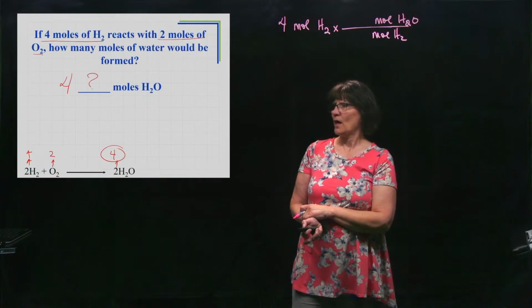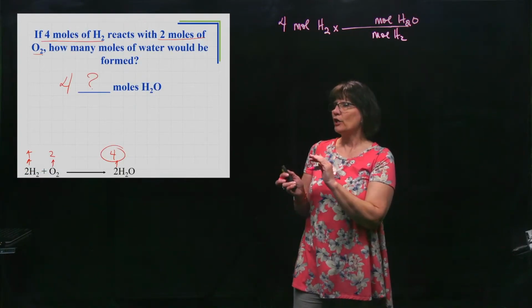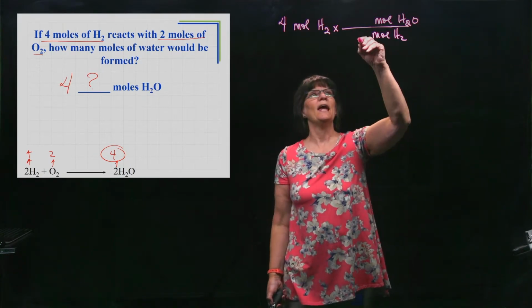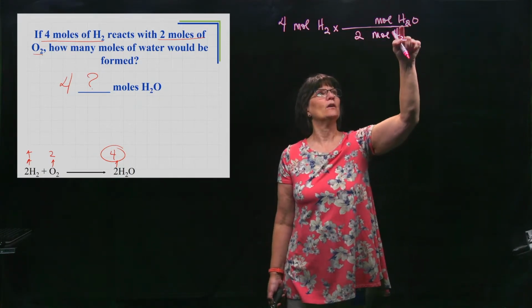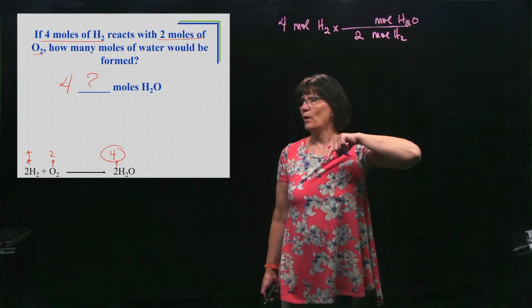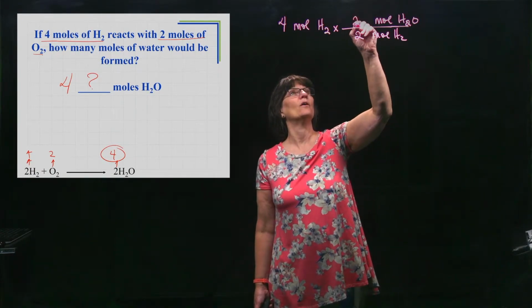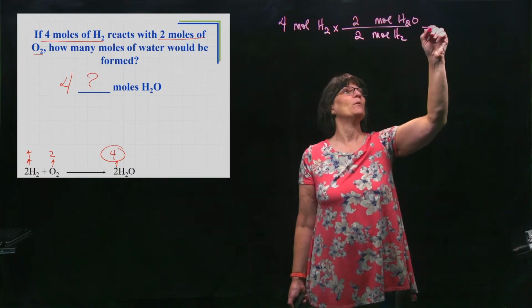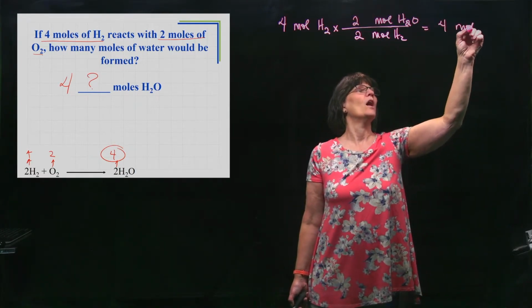I think, here. Okay, there it is down at the bottom. I look at those coefficients, and I look at the coefficient in front of H2, and it had a 2 there. And I look at the coefficient in front of H2O, and it had a 2 there. So that tells me it's 4 times 2 divided by 2, and that would give me 4 moles of water.